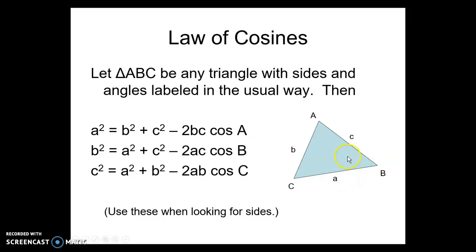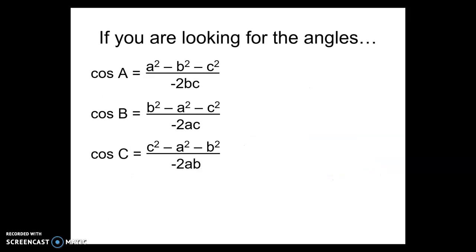Once you solve for side A, you can use the law of sines if you want to figure out the other missing angles. That might be easier. Or you can use one of the other cosine variations. On the next slide, you'll see how to find the other angles. These formulas here are useful if you're looking for the sides.